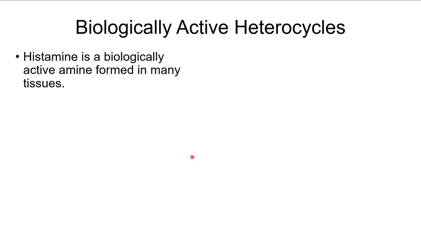There are some biologically active heterocyclic compounds, so aromatic heterocycles. One example of this is histamine. I have a very adversarial relationship with histamine. So histamine is one of those compounds that when it shows up, your body has a physiological response. And those physiological responses are allergies.